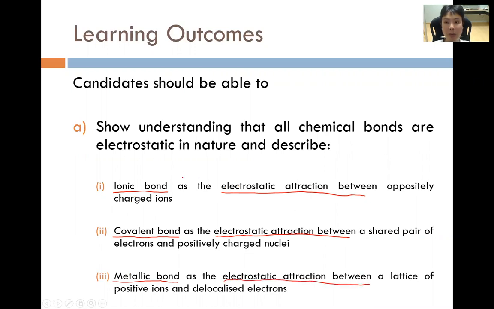If it's for ionic bond, it's between oppositely charged ions, or another way that we can write it is between cations and anions that are formed as a result of the transfer of electrons from usually the metal to the non-metal. The covalent bond is the electrostatic attraction between a shared pair of electrons and the positively charged nuclei, while finally the metallic bond is the electrostatic attraction between the metal cations and the sea of delocalized electrons.